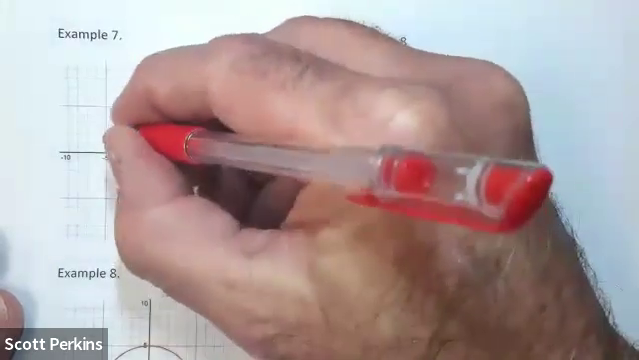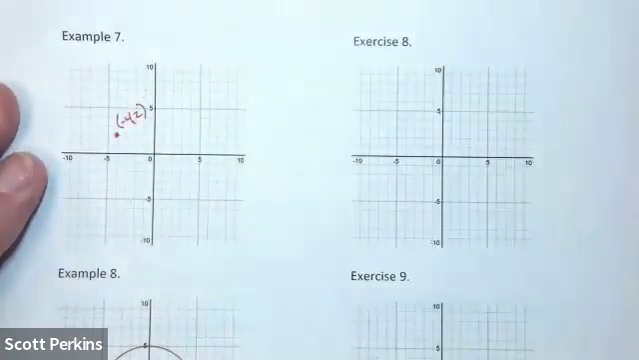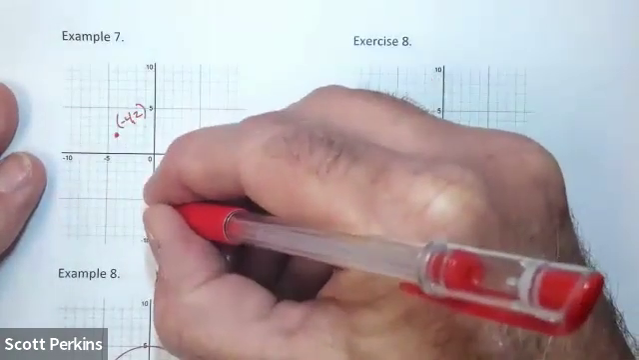So first one, -4, 2. I'm going to write it down so that you know what it is. So -4, 2, and then 0, -6.